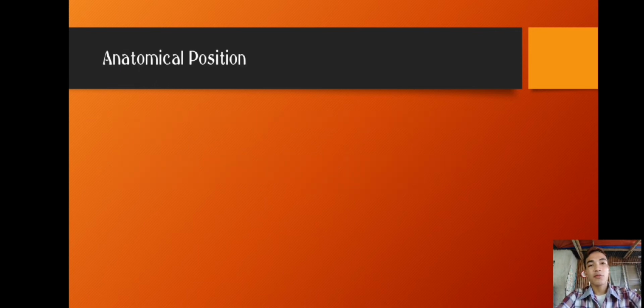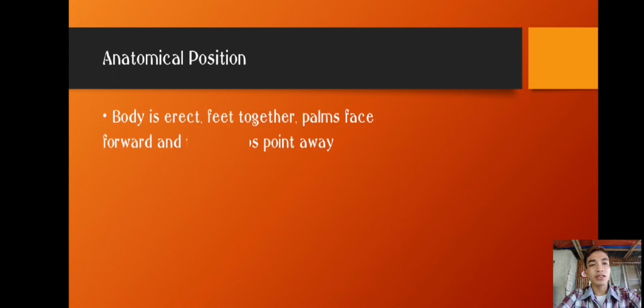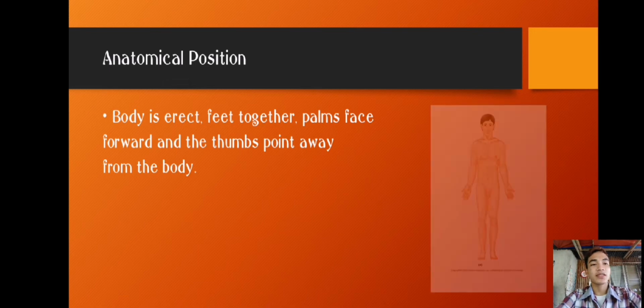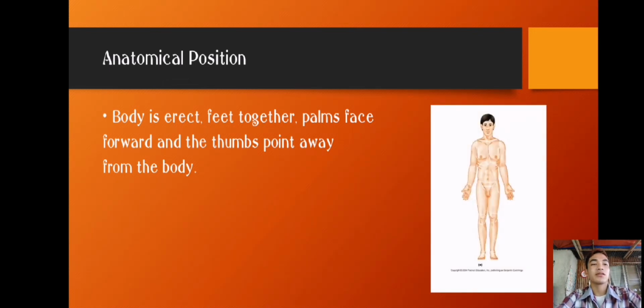Next, we have the anatomical position. So in this position, the body is erect, feet together, palms face forward, and the thumbs point away from the body. So like this picture.